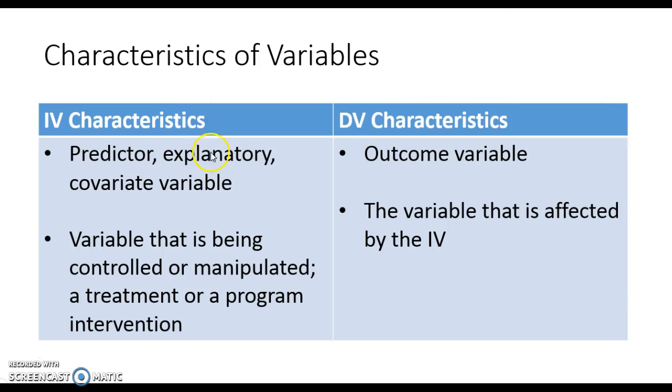So characteristics of variables. The IV can also be known as the predictor, explanatory, or covariate variable. There's some other names out there. This is the variable that's being controlled or manipulated. For example, it's a treatment or a program that's being introduced into some sort of research study. The dependent variable, this is also called the outcome variable, and this is a variable that is affected by the independent variable.